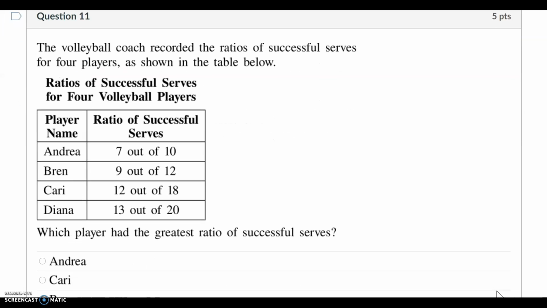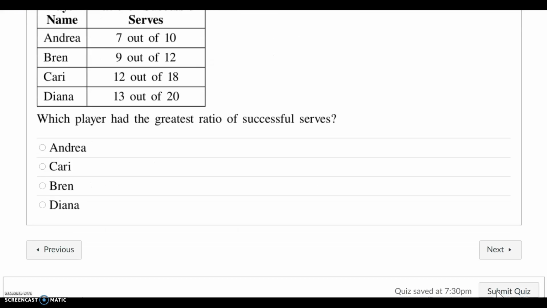Question 11. The volleyball coach recorded the ratios of successful serves for 4 players as shown in the table below. Andrea, 7 out of 10. Bryn, 9 out of 12. Kari, 12 out of 18. Diana, 13 out of 20. Which player had the greatest ratio of successful serves? Andrea, Kari, Bryn, Diana.